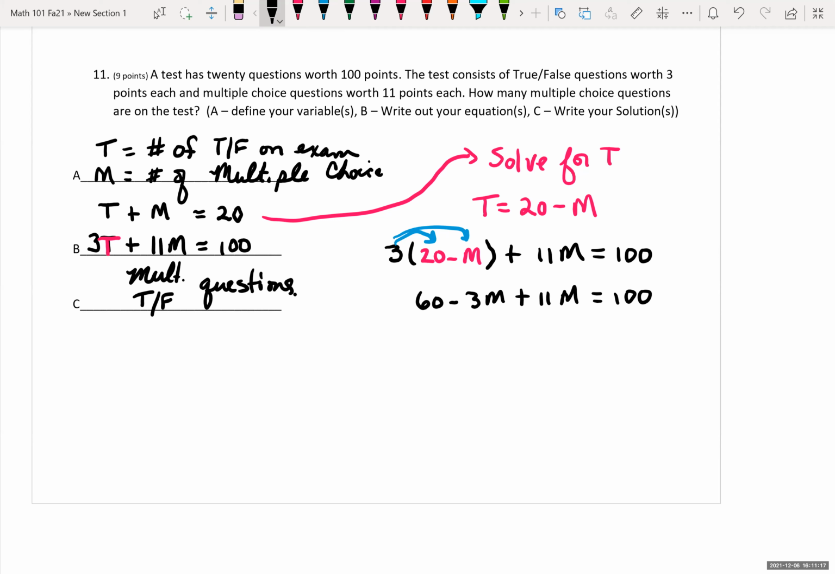Combining like terms on the left-hand side, negative 3M plus 11M gives us 8M. We still have that plus 60 on the left, equals 100. Now to isolate M, we first subtract 60. 8M equals 100 minus 60, which is 40. Now we divide both sides by 8. So 40 divided by 8 gives us 5.